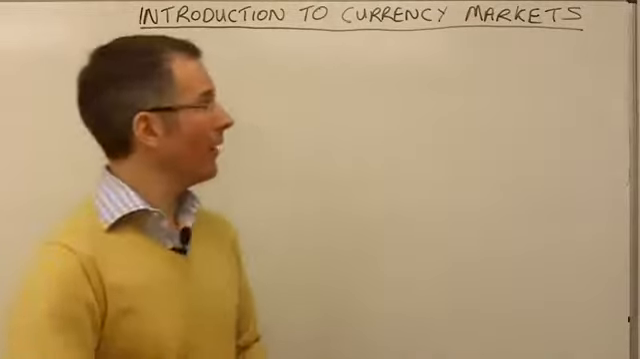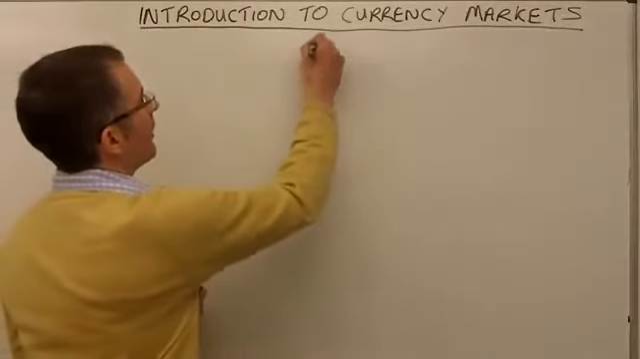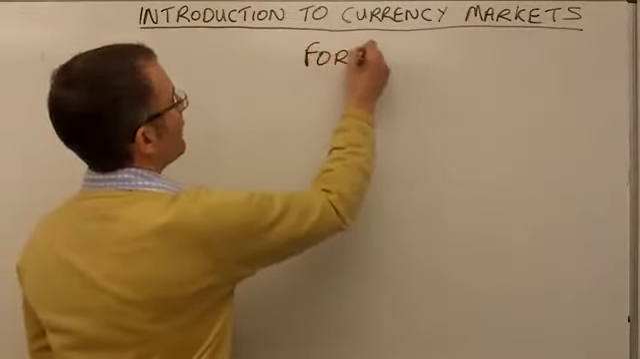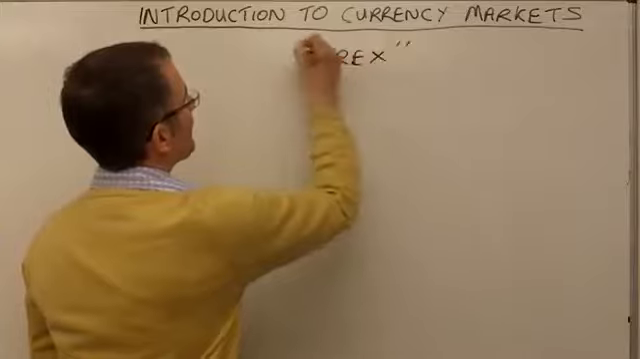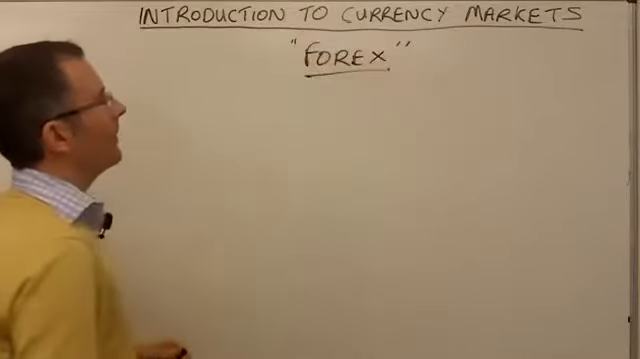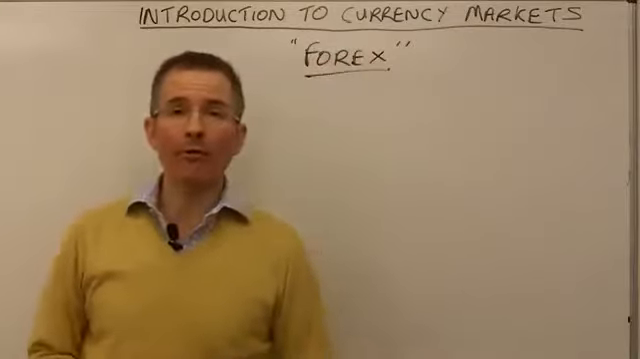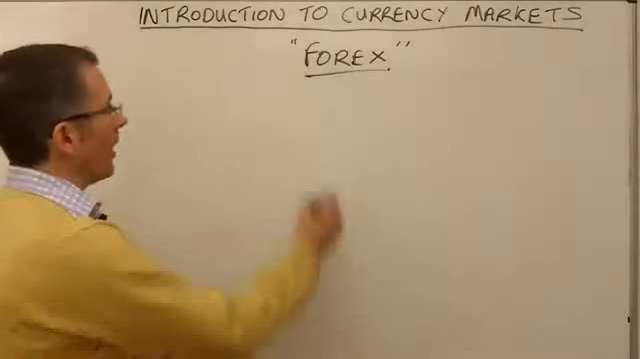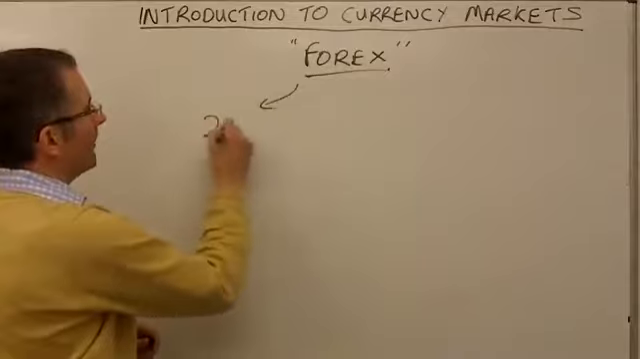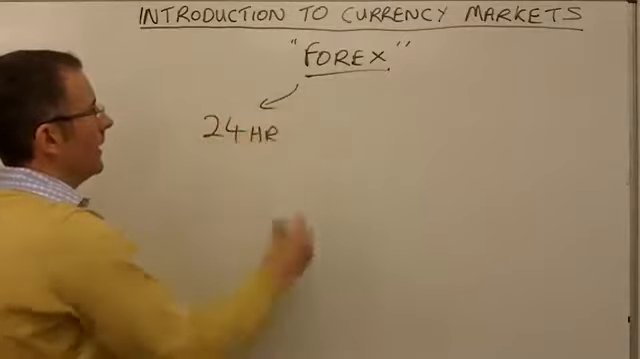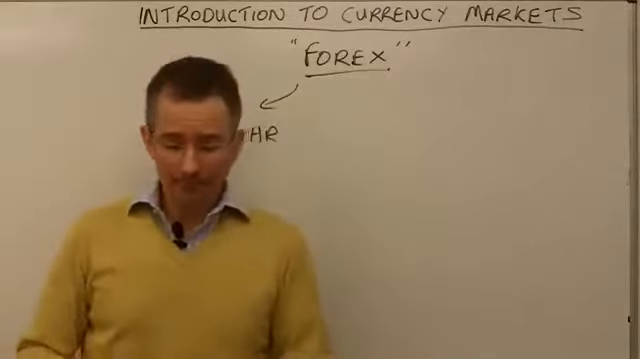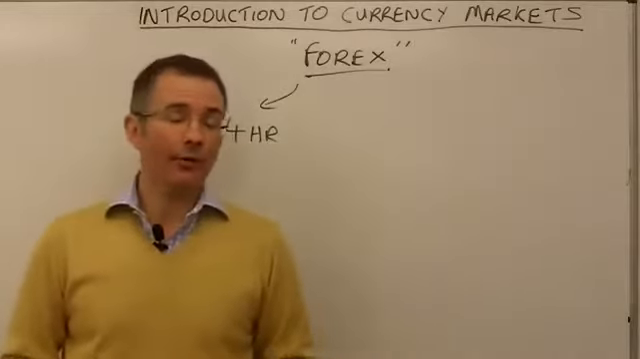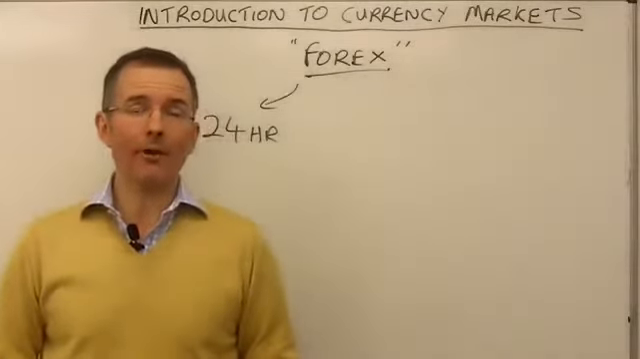Okay, so key features of the foreign exchange markets, also known as Forex, not surprisingly. Lots of jargon around in this market, and that puts people off, but it shouldn't. Okay, so key features. Number one, this is a 24-hour market. Currencies are traded all around the world, and it is, as I say, one of the biggest, if not the biggest markets in the world.